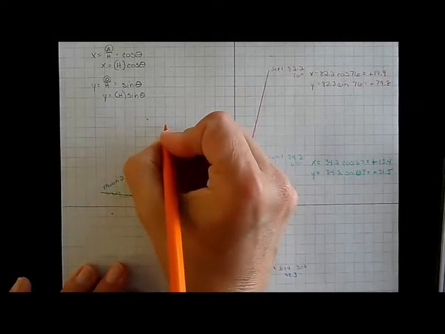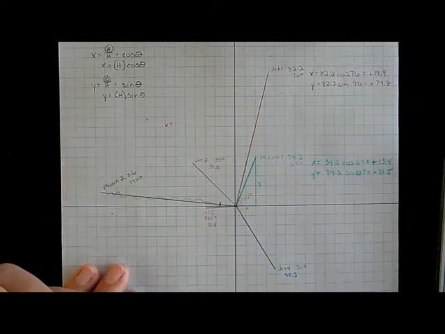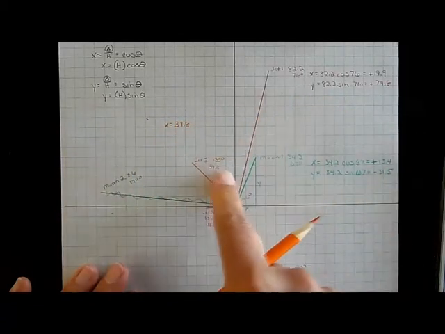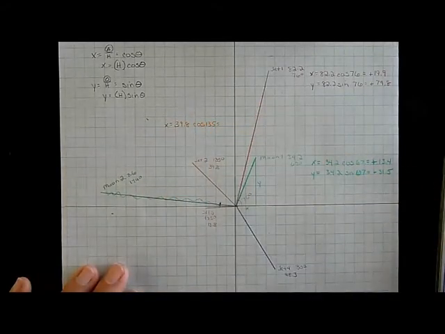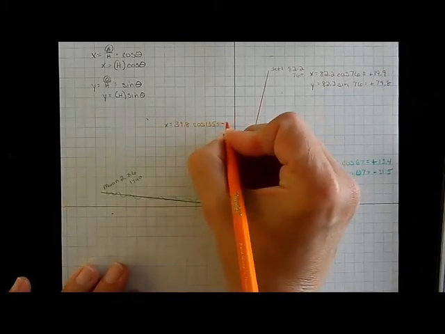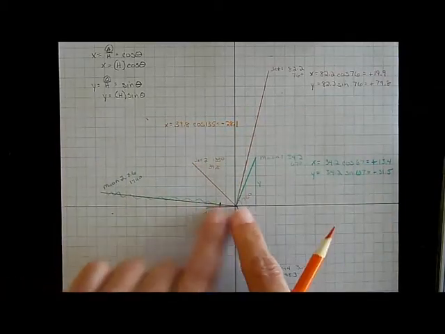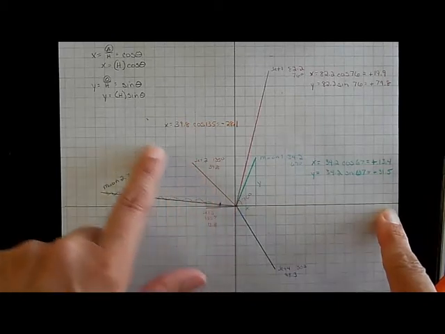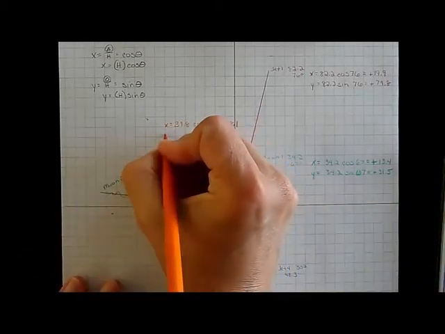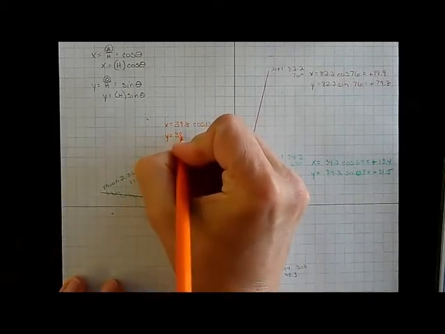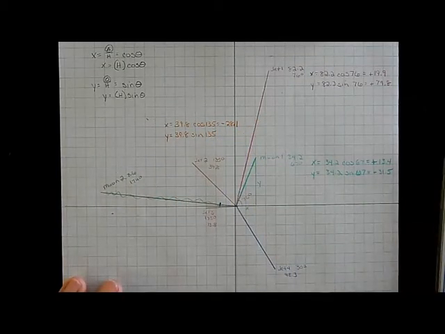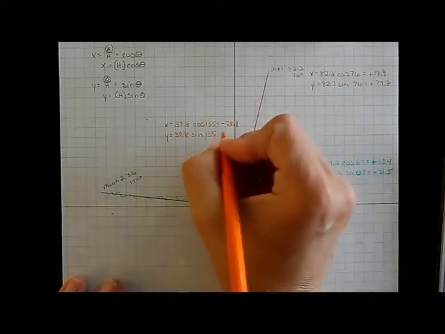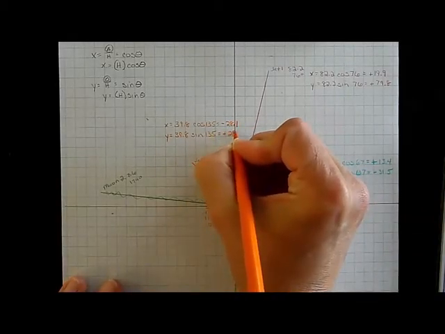Our jet 2, we have an x of 39.8 with a cosine of 135. And this actually gives us a negative 28.1. And that makes sense because if we define this as our positive x, this is going in the negative x direction. So our y will be 39.8 times the sine of 135, and we have a positive 28.1.